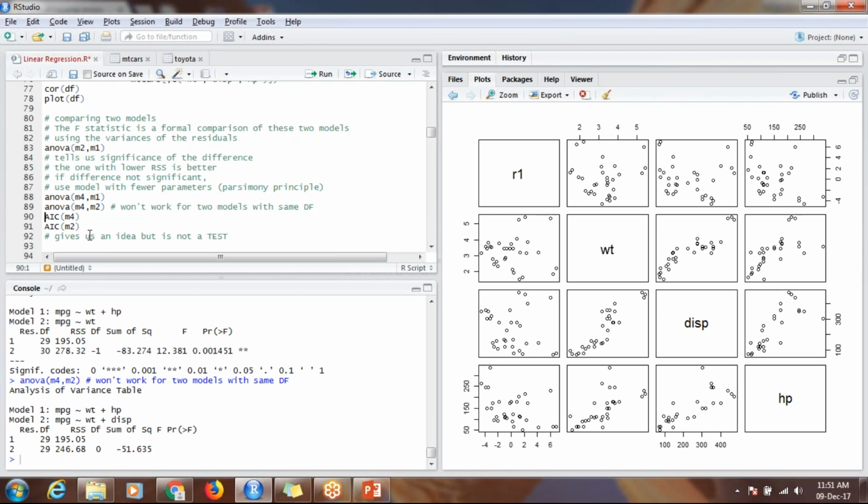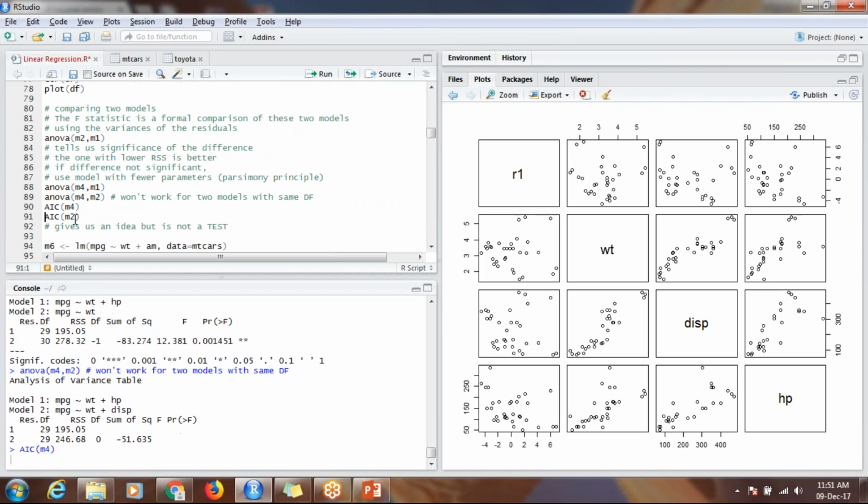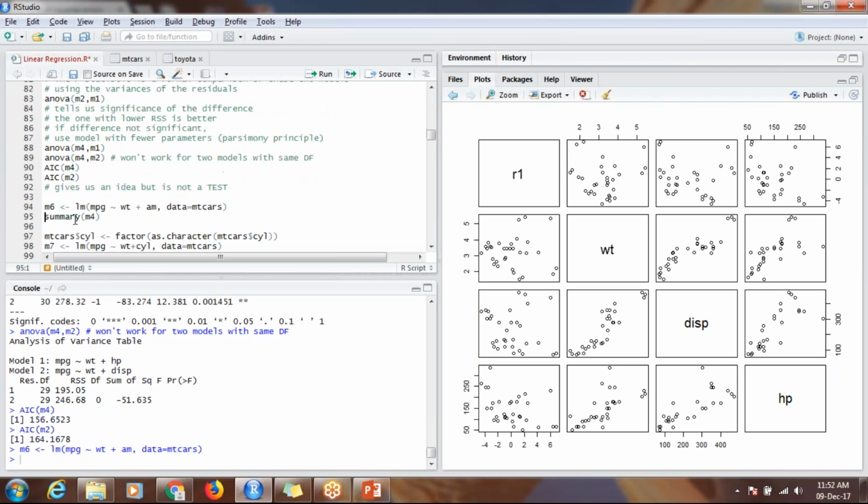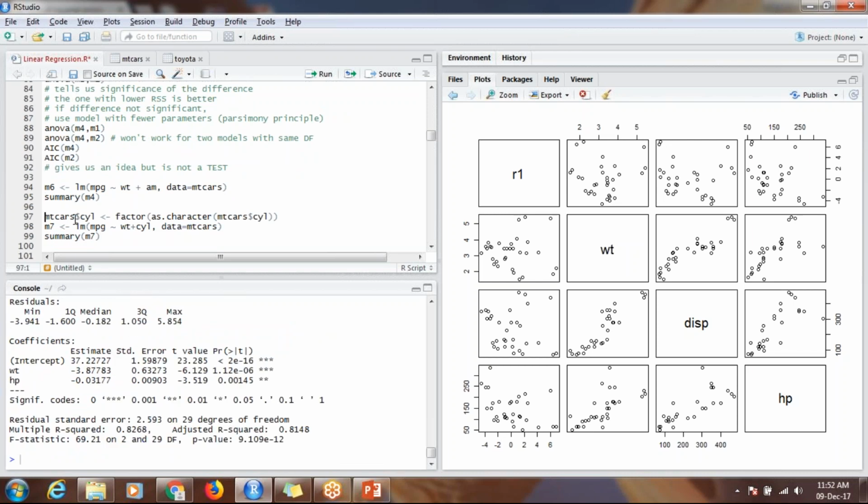AIC measures information loss, and I get an AIC value for each model. The one with the minimum AIC is a good estimate. Mainly when I do a step AIC, it reduces that information loss. And let me do one more model as well.